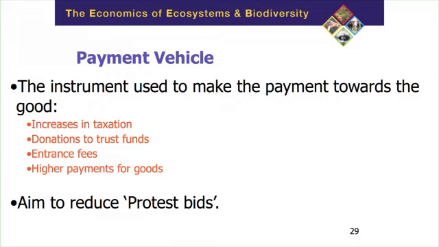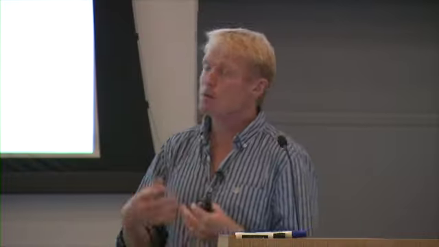So we've got an increase in taxes, which is probably the most widely used one. You could have donations to a trust fund, so some sort of charity, but the problem with that is people tend to have a certain amount in their head about how much to give to charity. So the problem with donations to trust funds is you might be uncovering how much people pay to charity rather than how much they actually value that environmental resource. So people have used it, but there are issues with it.